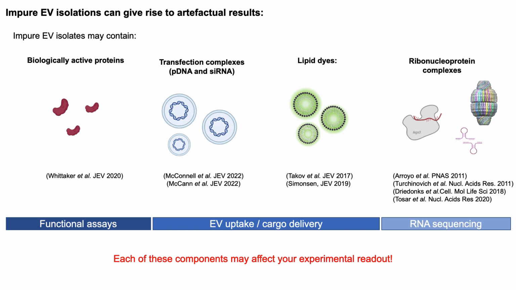There are also many ribonucleoprotein complexes floating around. They contain RNA and may influence your sequencing results, and there are many papers that are discussing this. So it's good to be aware of all of these components.